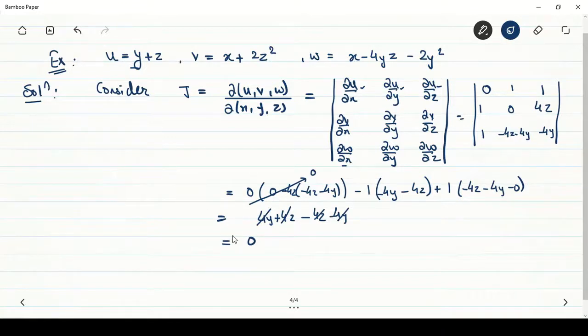Since the value of the determinant is 0, the Jacobian is 0, and the Jacobian being 0 implies that the functions u, v and w are functionally dependent. Since J is equal to 0, u, v, w are functionally dependent.